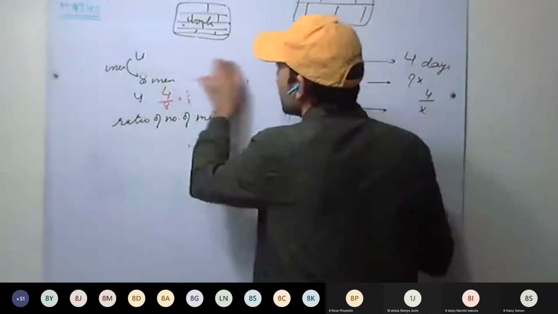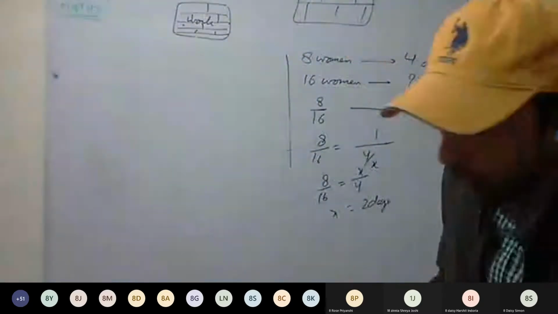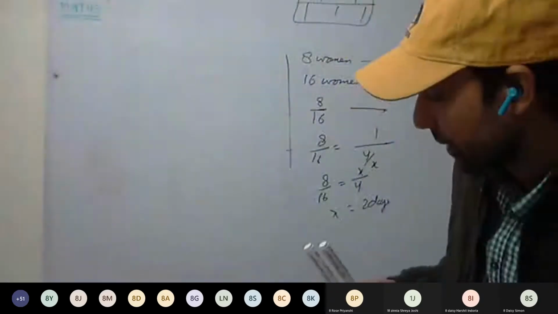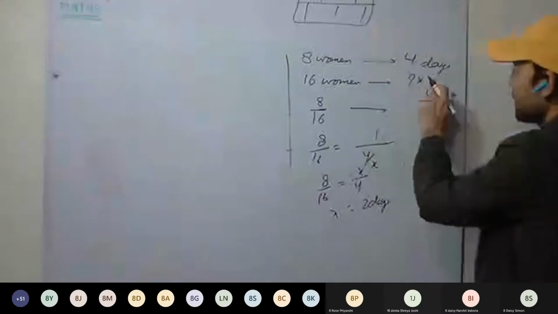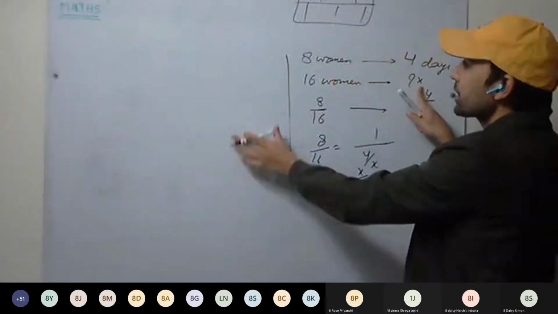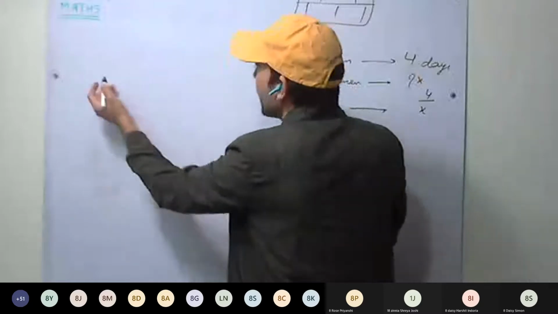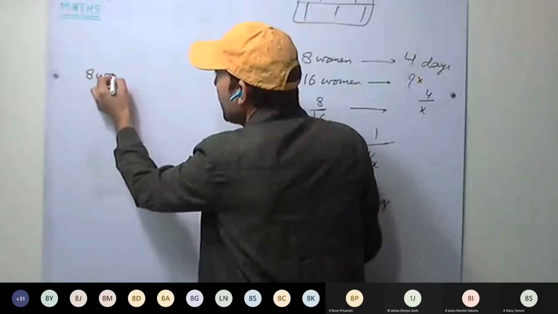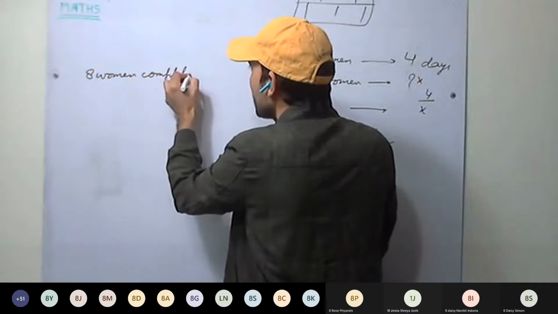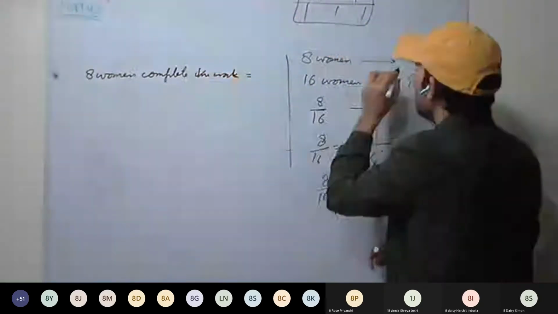Other way, how can we do? Take the same example. See here, we have to calculate the days, so we'll keep days on one side. We'll keep days on the right hand side and number of women on the left hand side. So 8 women complete the work in how many days?